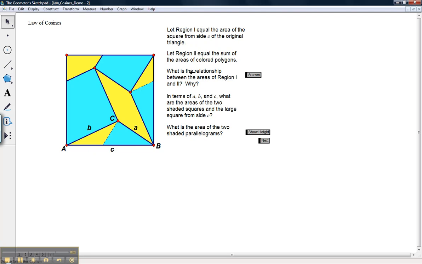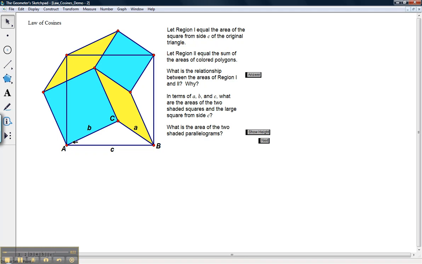What we just learned is that within the square, this whole square, its area should be exactly equal to the area of all the colored parts. Let me rewind this animation and go back to the original figure. So in terms of A, B, and C, we want to know what are the areas of the two shaded square and the large square from side C.